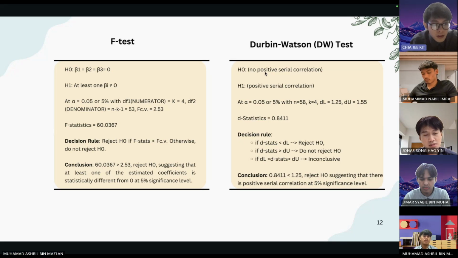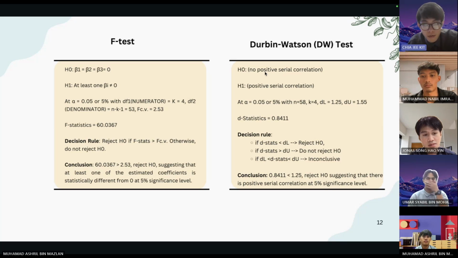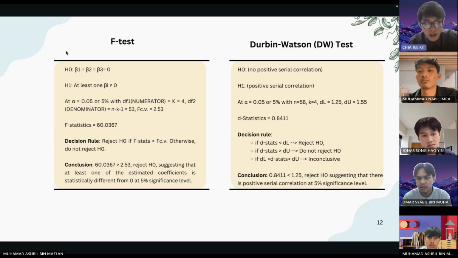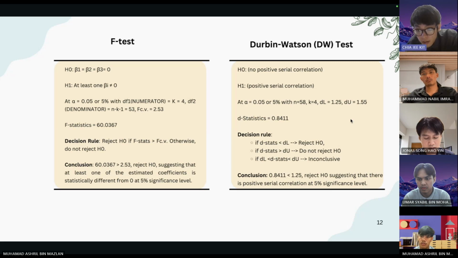Okay, so next, the F-statistic of 60.04 is greater than the F critical value of 2.53. So we reject the H0. This shows that at least one of the variables significantly affects the Nikkei 225. Similarly, in the Durbin-Watson DW test, we reject H0 because the D statistic of 0.8411 is less than the critical value of 1.25. This indicates that there is a positive serial correlation at 5% significance level.